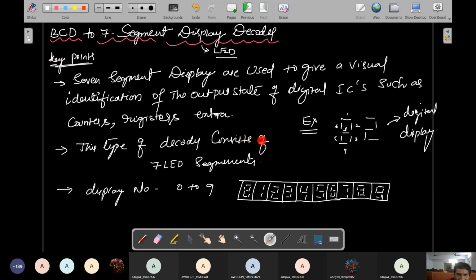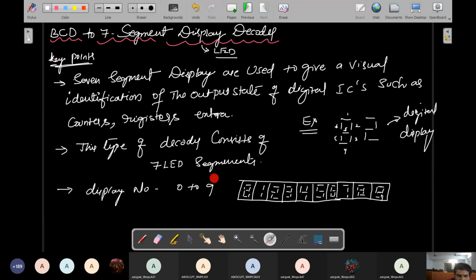This type of display consists of 7 LED lights: LEDs 1, 2, 3, 4, 5, 6, 7. And using this 7-segment display we can show the numerical values 0 to 9. The numbers look like this in the figure: 0, 1, 2, 3, 4, 5, 6, 7, 8, 9. Only 0 to 9 can be displayed, because it starts from 0 and ends at 9. A value after 10 is not possible in one display.